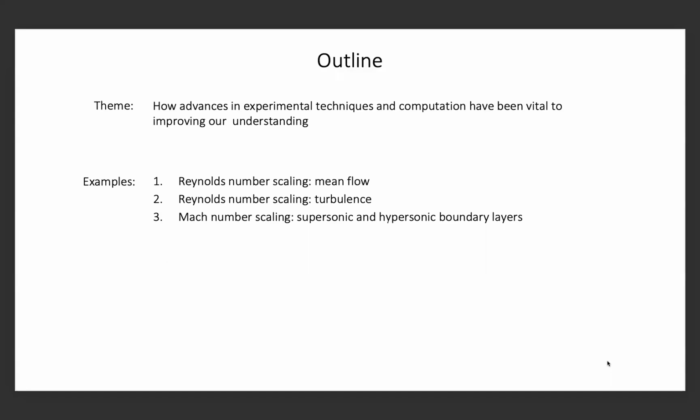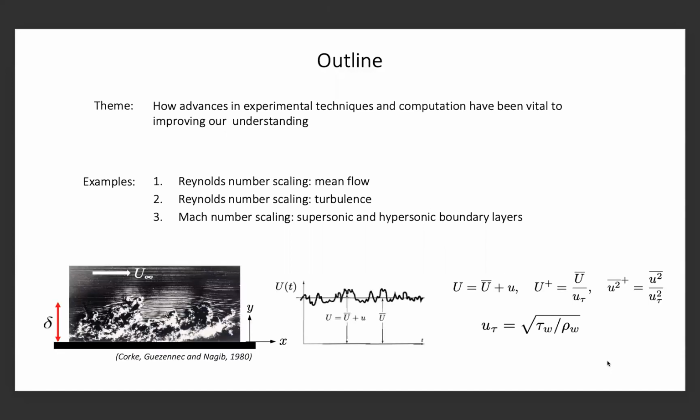With respect to these canonical wall-bounded flows, I want to show how advances in experimental techniques and computation have been vital to improving our understanding of these flows. And I'll do that by using three examples: Reynolds number scaling on the mean flow, Reynolds number scaling on the turbulence, and then also Mach number scaling, so the behavior of supersonic and hypersonic boundary layers. So just to get started, there's some notation that I'll be using.